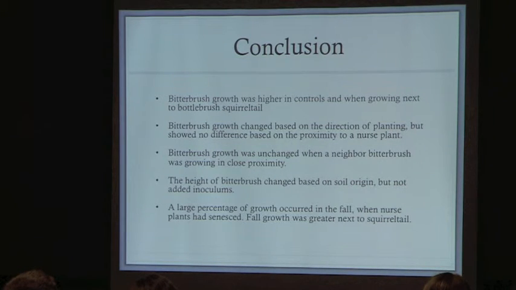The growth changed based on the direction of planting, but we didn't find any differences between the proximity, so whether the bitterbrush was growing close or far from a nurse plant. And bitterbrush growth was also unchanged when in the presence of another bitterbrush. So if one was growing side by side, it didn't seem to affect the height. And the height of bitterbrush changed based on soil origin, the 3 whole soils, but not with the added 4 inoculum treatments. And a large percentage of growth occurred in the fall when nurse plants had senesced, and the fall growth was greatest when next to squirrel tail.